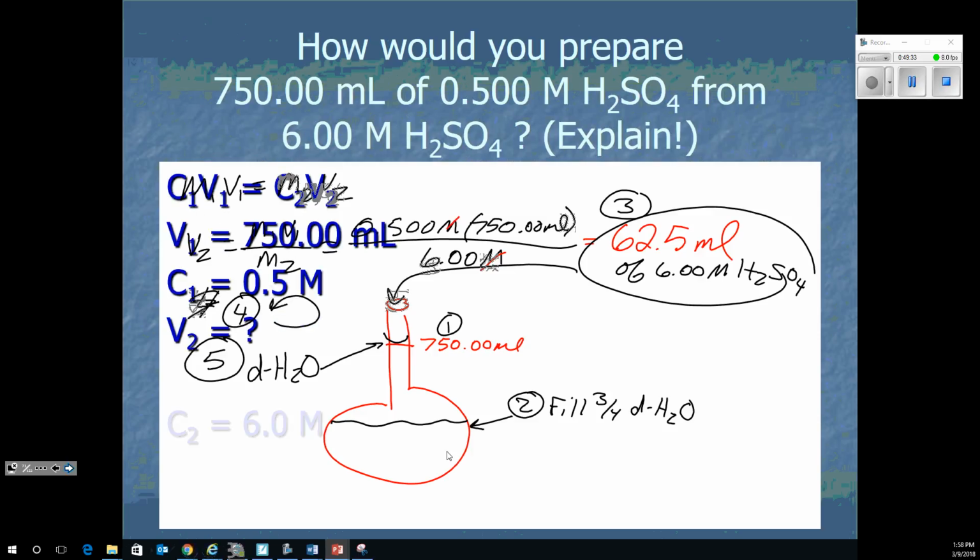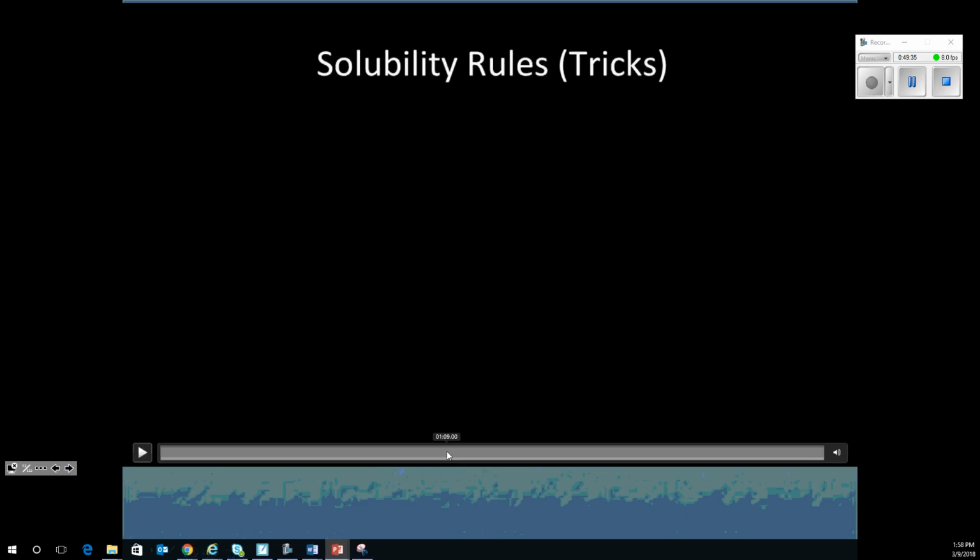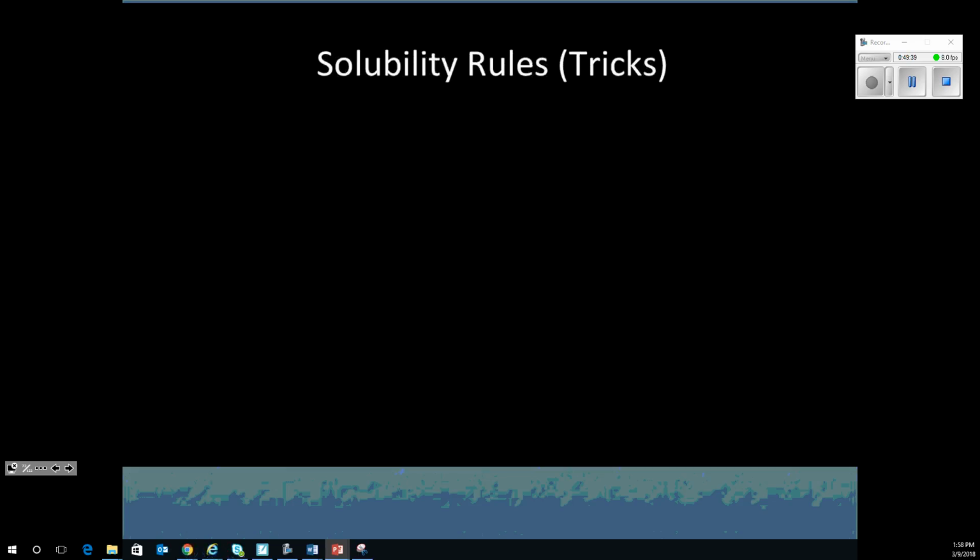Oops, I forgot that was already there. And then explain it. How many remember the solubility rules? We did them around Thanksgiving last time. Okay, NAGSAG, does that help you remember? What does NAGSAG mean? Nitrates, ammonium, and group 1 metals are soluble.